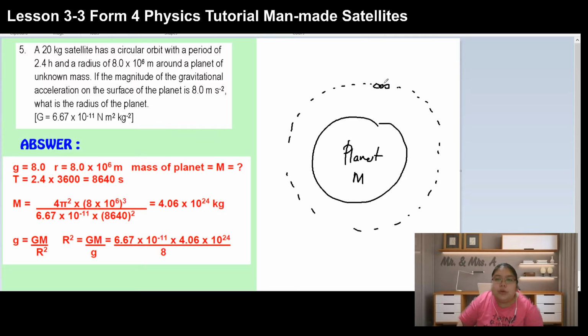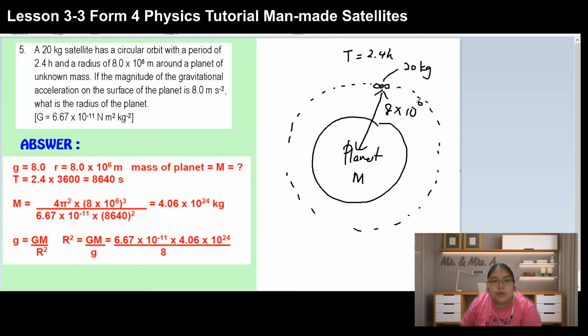They told you this one is 20 kilograms. After that, for the orbital period, they give you the time taken. One orbit is 2.4 hours. Then the radius, this one is a keyword. The radius means this part. The radius of orbit around a planet of unknown mass, the radius they orbit the planet, is 8 times 10 to the power of 6.